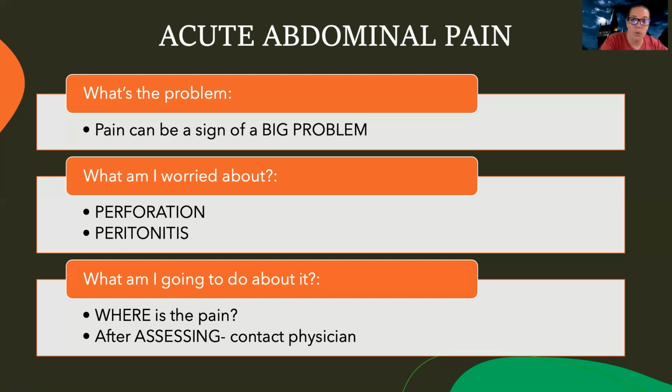Now, if I walk into a room, the patient's there for a GI problem and their abdomen's rigid, that's the only information I need. I'm going to go contact the physician. But if I go in and a patient just says, hey, I'm having abdominal pain, I'm going to do a full assessment. Where is the pain? What is it like? What makes it better or worse? Doing that full assessment.